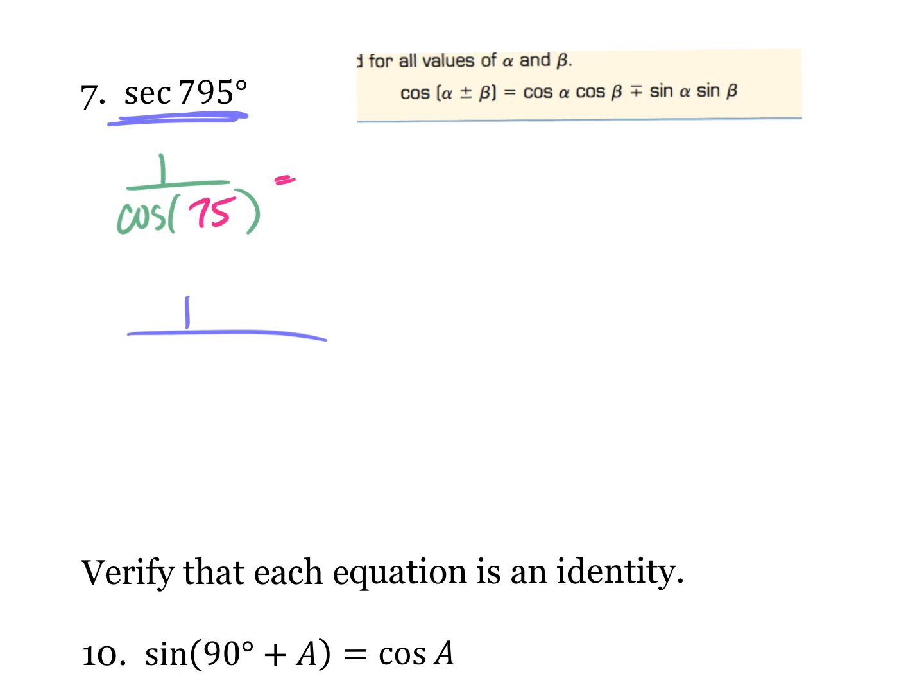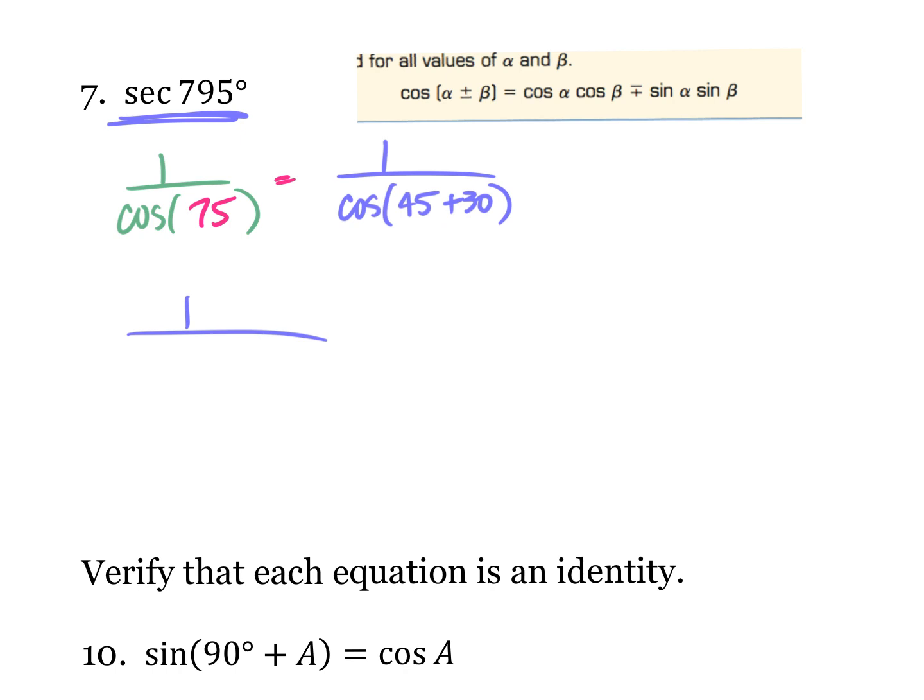What do we feel like doing as a class? Those numbers seem small, I'm adding, I like it. So we're going to do 45 plus 30. Get out of here, unit circle. So I'm going to say this is the same as 1 over the cosine of 45 plus 30. Beautiful.